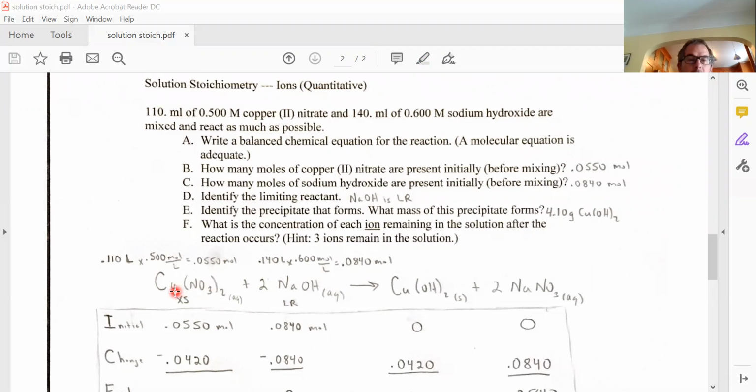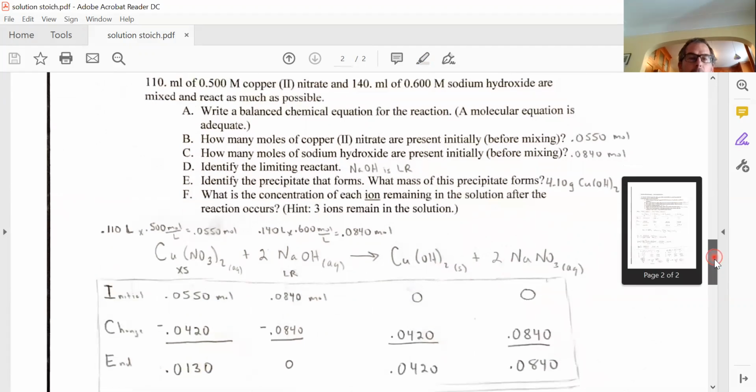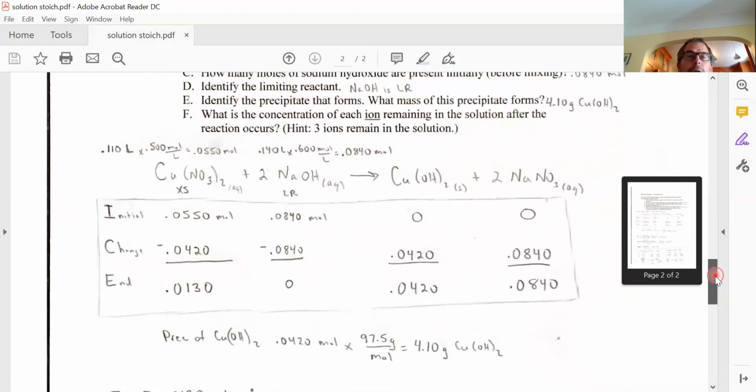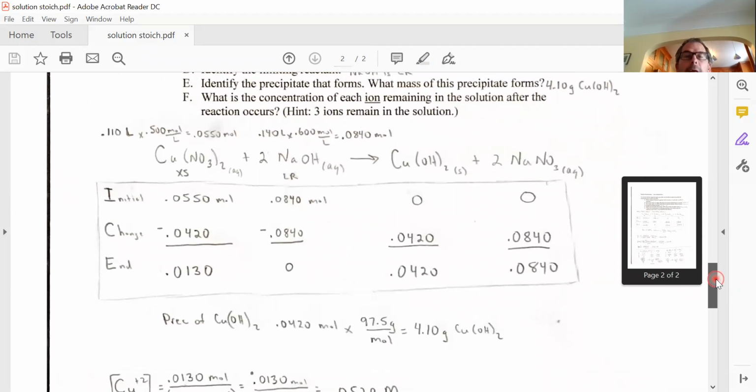The equation: copper nitrate plus sodium hydroxide forms copper hydroxide. That's where your precipitate comes in, and then the NaNO3. All right, so now I'm asked all these different questions trying to quantify amounts of precipitate and amounts of ions left over. How do I go about doing that?